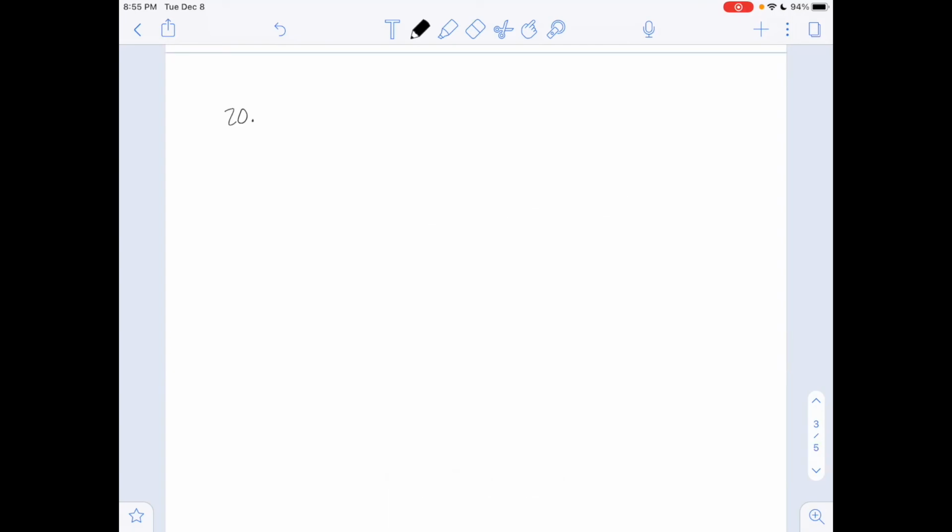So next we're going to look at an explosion problem. This is number 20. Here we have a 50 kilogram archer standing on frictionless ice, who shoots a 100-gram arrow at a speed of 100 meters per second. We want to know what the recoil speed of the archer is. So let's draw a picture to show what's going on here.